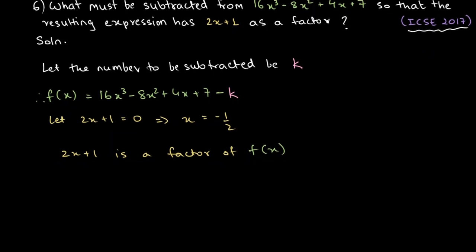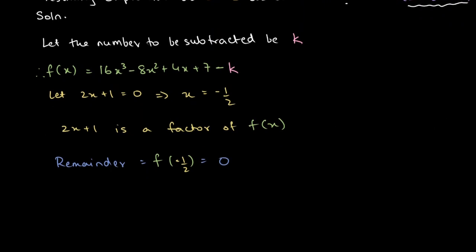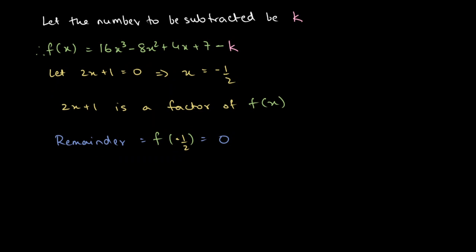If something is a factor, the remainder in this case is going to be equal to f of minus half, and since it's a factor, the remainder will be equal to 0. So let's do the needful substitutions.